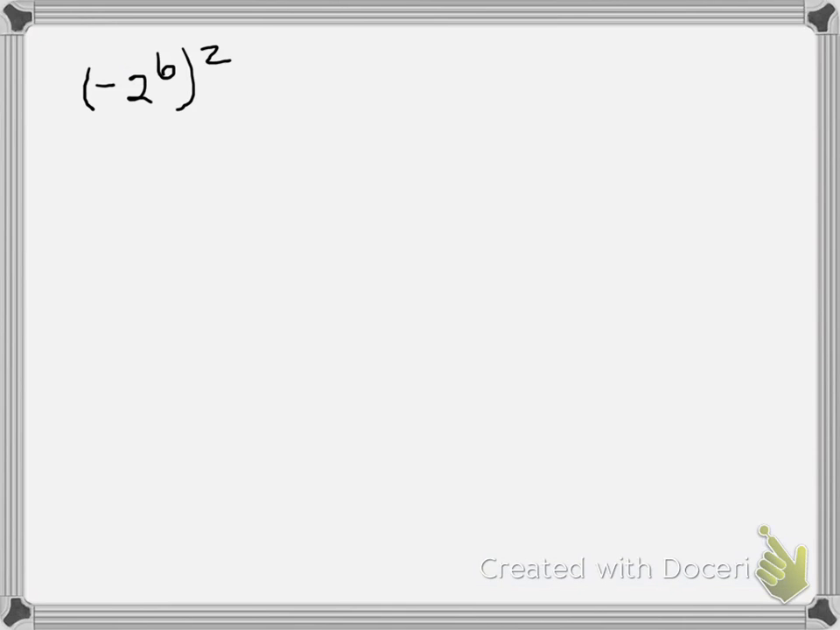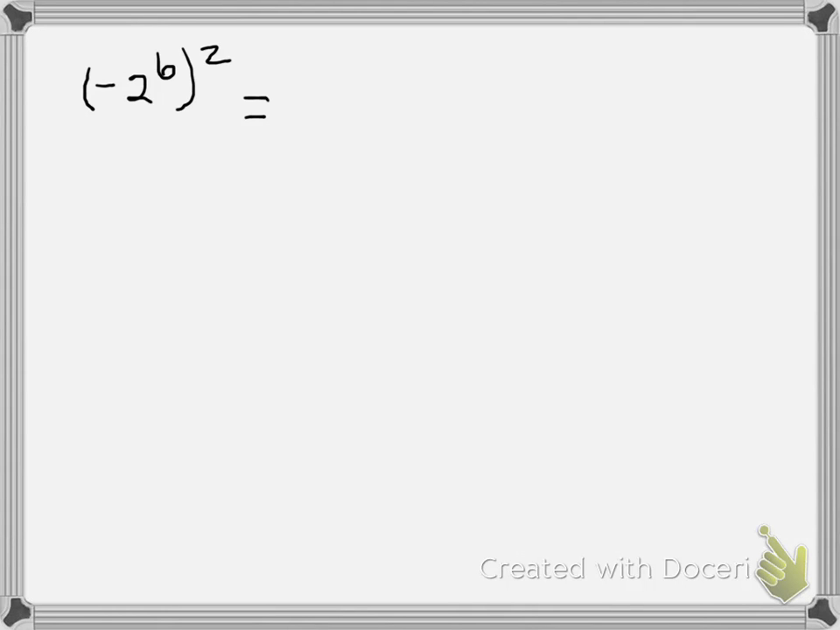So how is this a product raised to a power? Well, if you look at what's inside the parentheses, you've got negative 2 to the 6th. The negative is not to the 6th power. Only the 2 is. However, then all of that is squared. So the negative is squared.